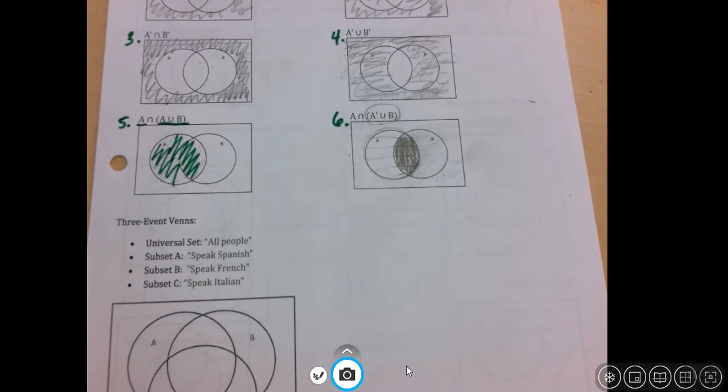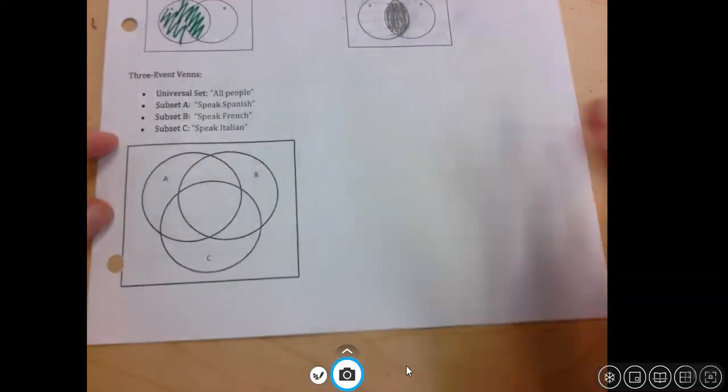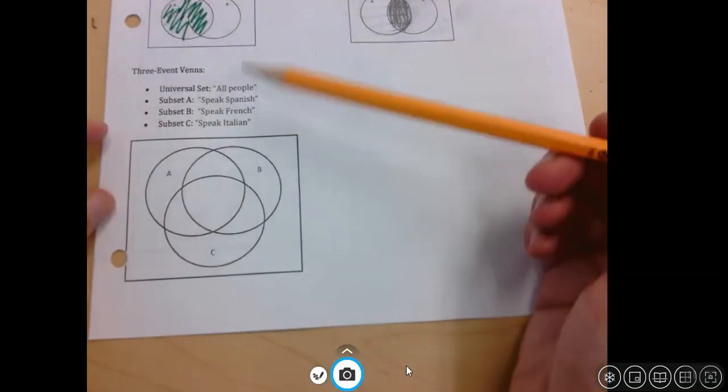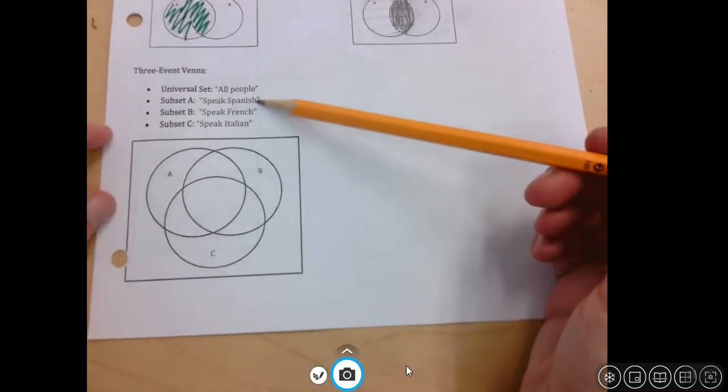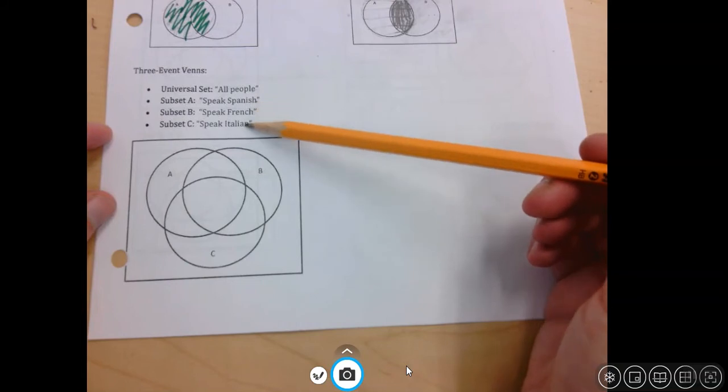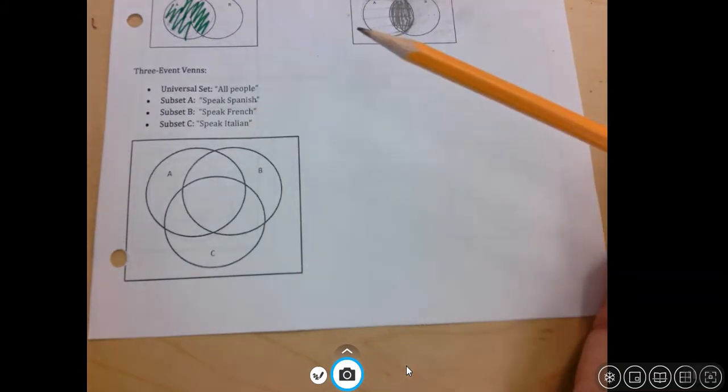All right, questions? I know that they do get a little bit tricky. But understanding the Venn diagrams is going to help us understand probabilities, especially when we do conditional probabilities. All right, so now we have 3 Venn diagrams, and here we're going to talk about people who can speak Spanish, people who can speak French, and people who can speak Italian. Okay?